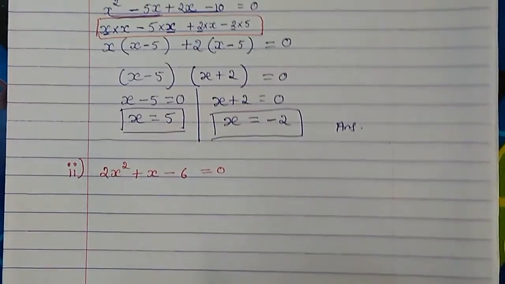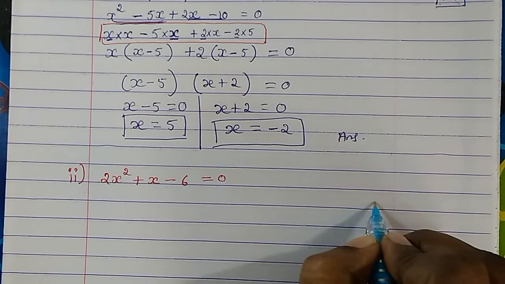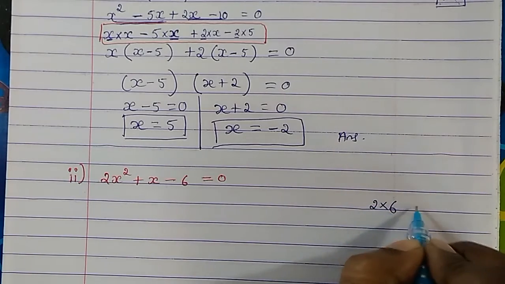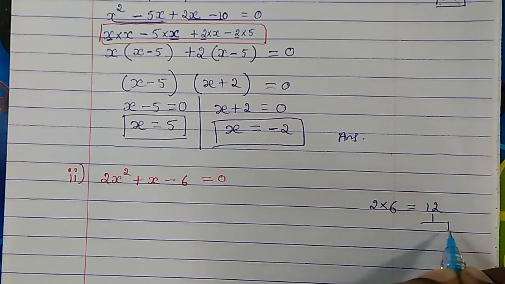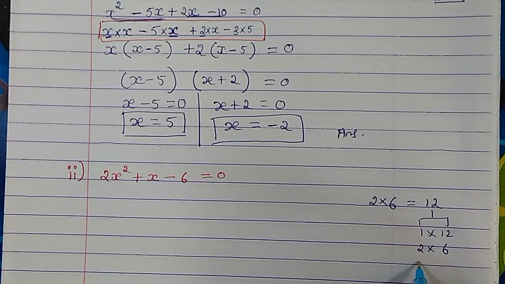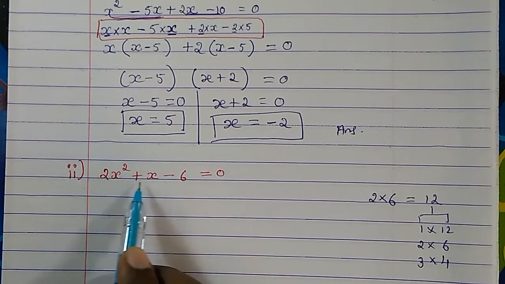So same way, let us do the second part now. Here also the first term and the last term we have to take here. So 2 into the last term 6, 2 sixes are 12. Now what are the factors for 12? 1 into 12 itself, then 2 into 6 is 12, then 3 into 4 will become 12. Is there any other factor we can do? I think only this much we have, which will give us 12. Now in this, any pair we choose by adding or subtracting, we should get the middle term. The middle term here is 1.